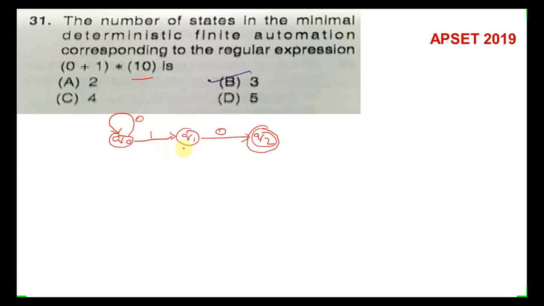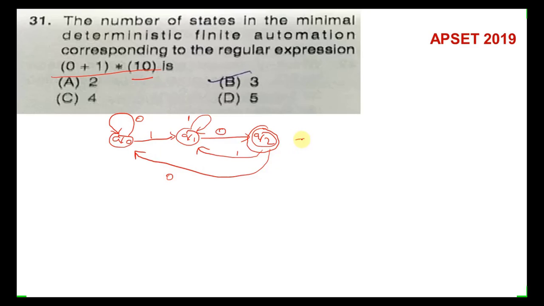After that, from Q1 we already have a transition on the input symbol 0. Next we write the transition from Q1 on the input symbol 1. From Q2 we don't have any transition yet, so I am writing the transition from Q2 to Q1 on the input symbol 1, and from Q2 to Q0 on the input symbol 0. This is the DFA for the regular expression (0+1)* 1 0, right?